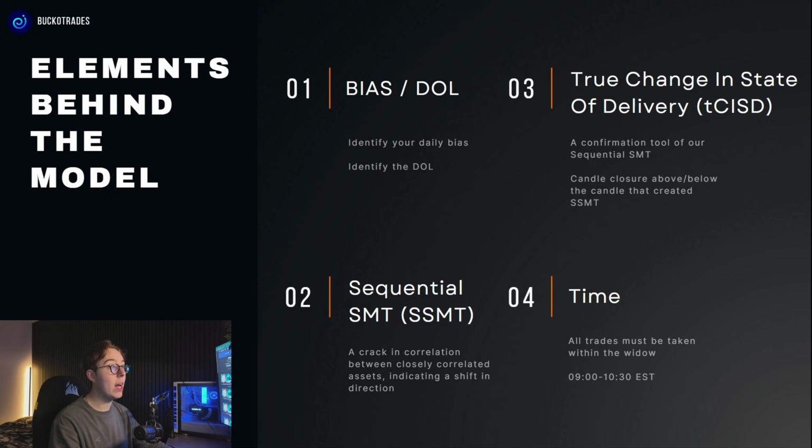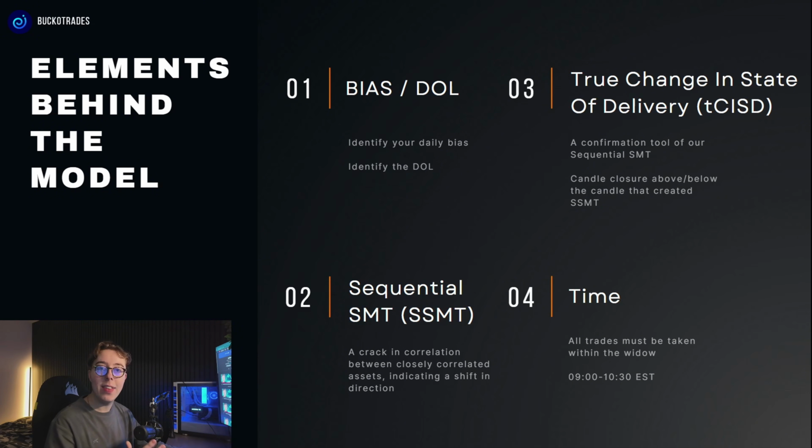Once you've got all that figured out, which, by the way, we're going to get into detail of every single one of these steps in just a moment, just think of this part as your checklist first, okay? Step number 2 is once you know where price is heading, you're going to be looking for a sequential SMT, a SSMT, which is a cracking correlation between closely correlated assets, indicating a shift in direction. So step number 1, we know where price wants to go. Step number 2 is that indication that price is ready to start trading towards the high, for example.